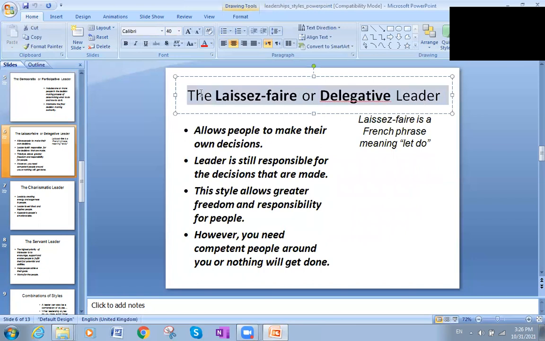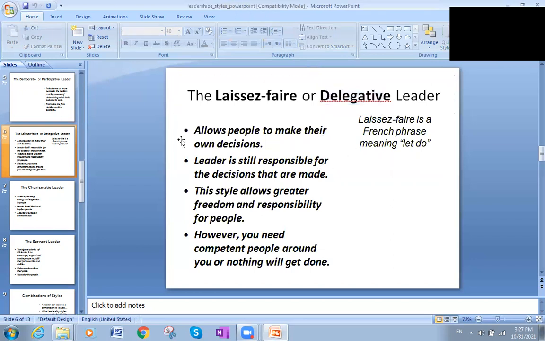How about the laissez-faire? We talked before about the laissez-faire or delegative. Delegation means that I give up part of my authority to the lower level, or I empower the lower levels in the organization. This is the meaning of delegative. Okay. So allow people to make their own decisions. The meaning of laissez-faire, like we said before, is let it be. So he allows the other people in the organization to work.